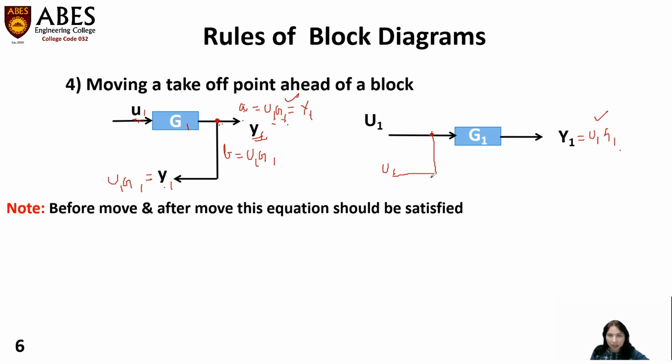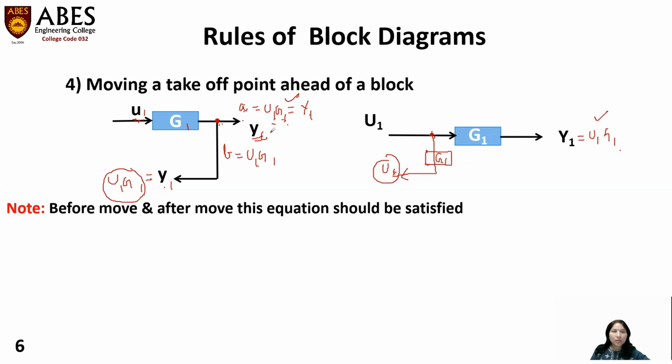Now just check this signal. Now this signal is having the value u1, but here this signal is having the value u1 into g1. So this is not matching, right? Now I want the same value over here after movement, right? So what I have to do? I have to multiply the gain g1. So I will add one block over here and write the gain as g1. Now just see. Now the value of this signal will become u1 into g1, right?